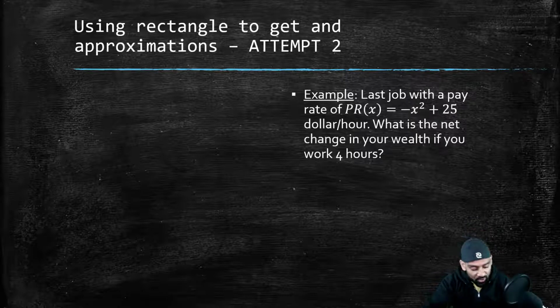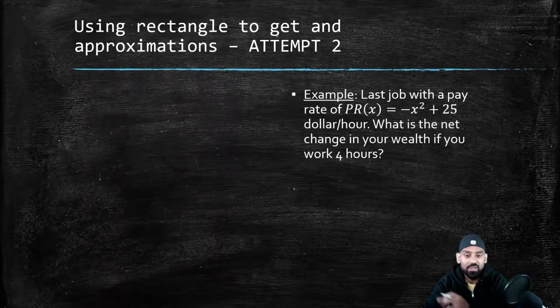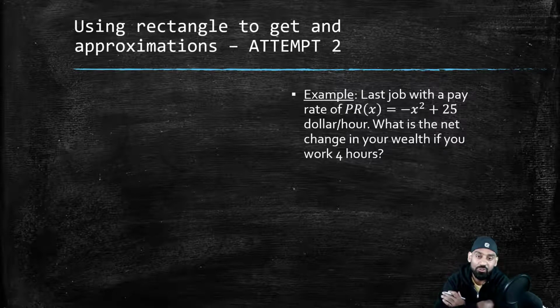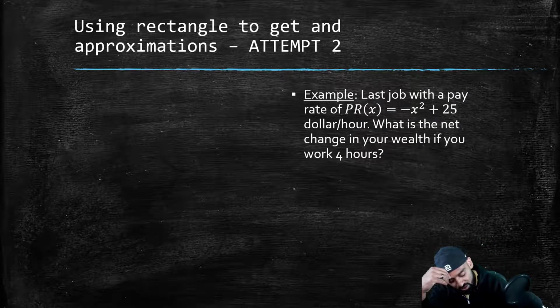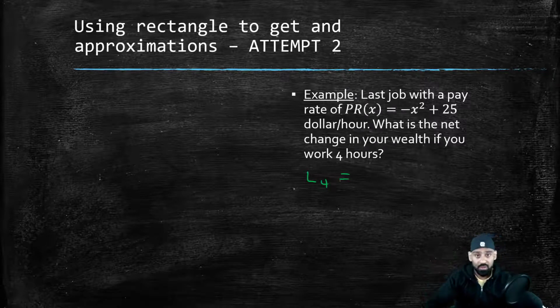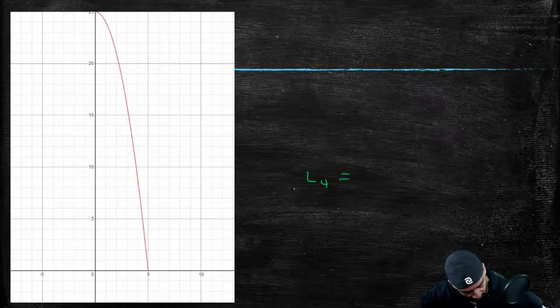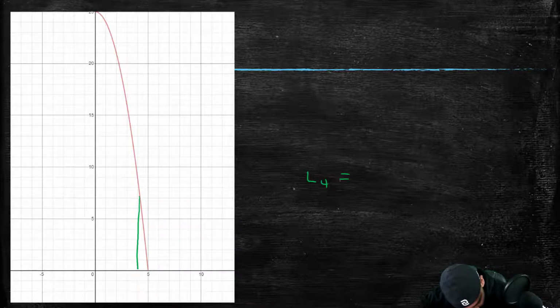Second attempt, what we're going to try to do here is take the same picture that we have, and this time I'm going to cut it up in terms of 4 hours. So instead of the L2, I'm going to do an L4, which means I want to do a left-hand height estimation, or left-hand area estimation, of this curve. So if I transform this, this is what we end up with. I'm going to cut the 4 into 1, 2, 3 pieces.